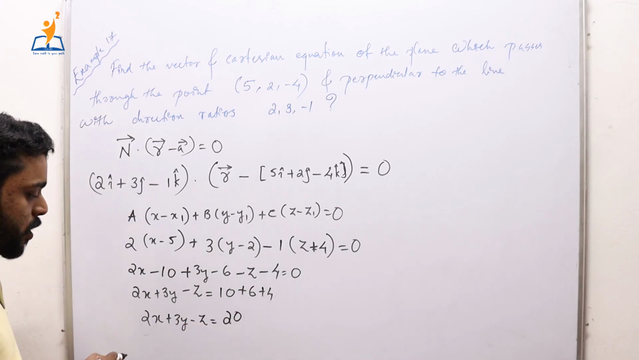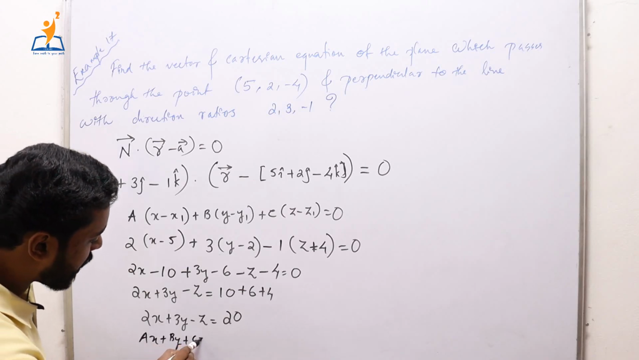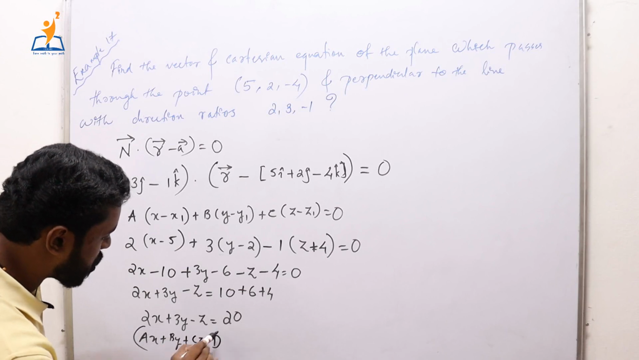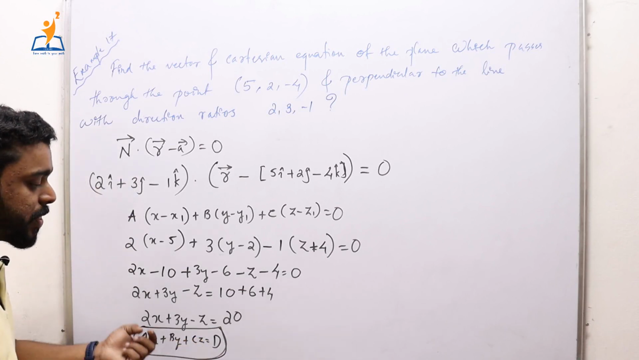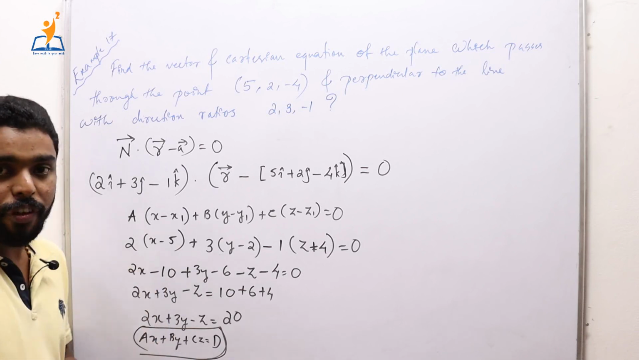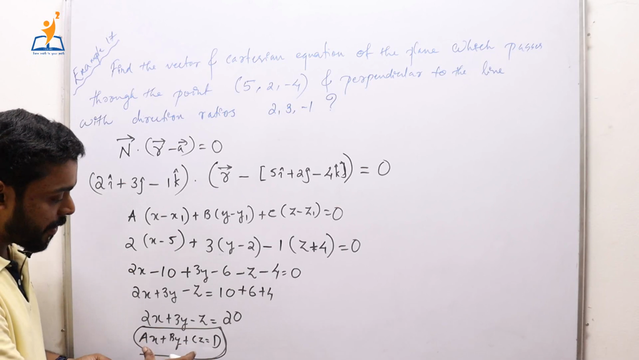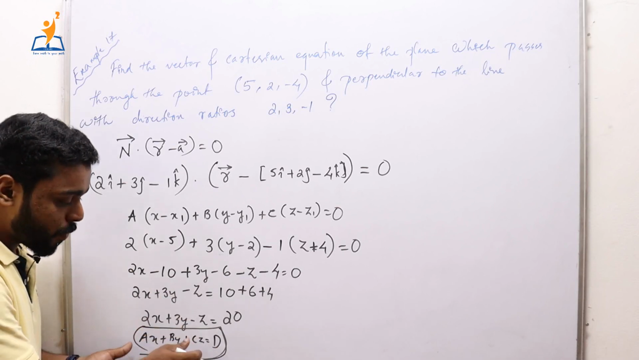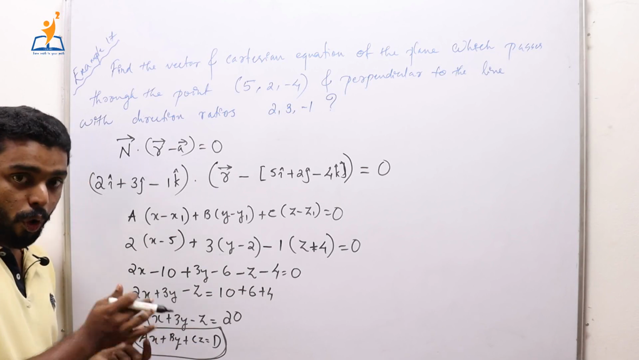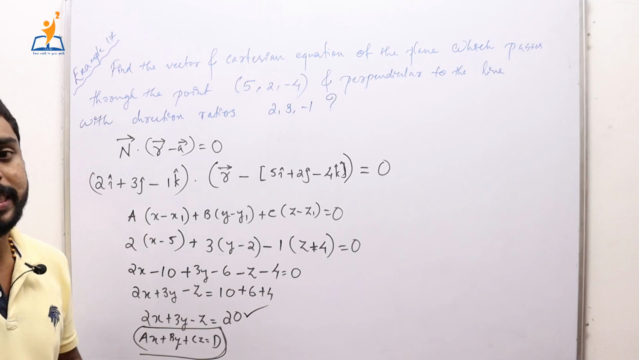Note that this is of the form ax plus by plus cz is equal to d. Just observe that. Whenever you see an equation of this form, observe that this is nothing but the equation of a plane. In most of the exams you may be given such an expression, then you must identify that this form is nothing but the equation of the plane. So this is the answer for example number 17.